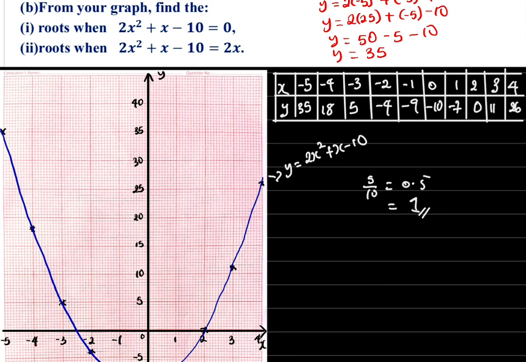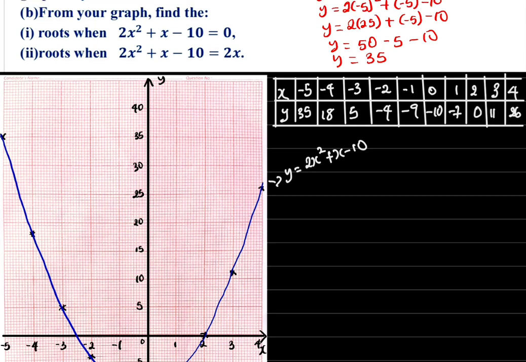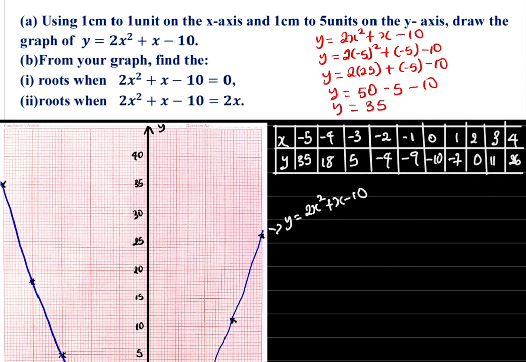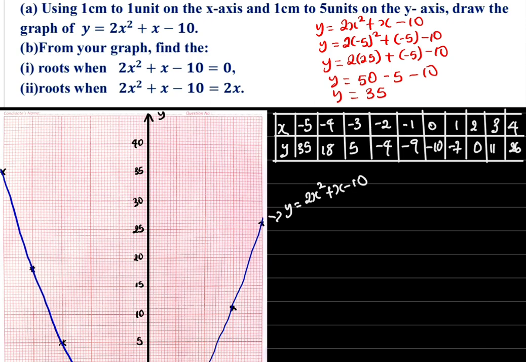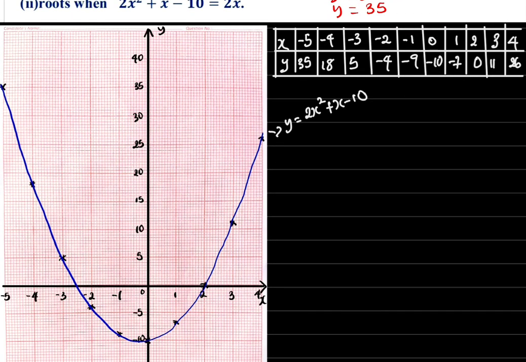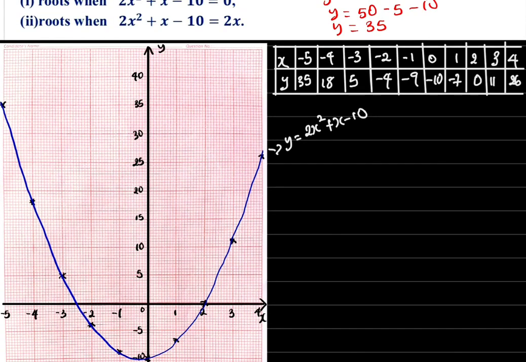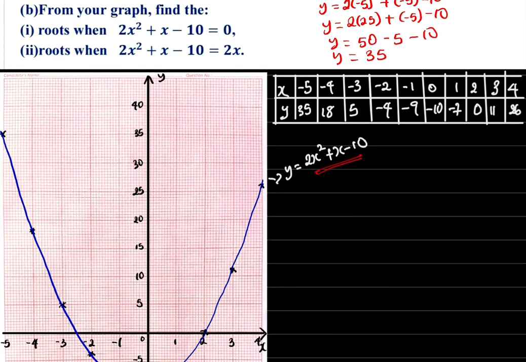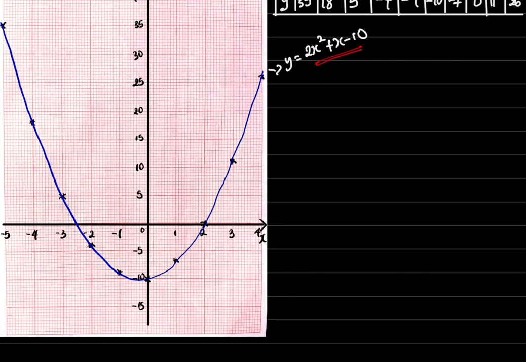So let me move. What is the next question? The next question, that is the B, says from your graph, find the root when 2x squared plus x minus 10 is equal to 0. Basically, they are asking us to solve that particular question. Now, this is what we need to know. At the point where the curve cuts the x axis, that is where your answer is. So it cuts the x axis here, and I can find it here.